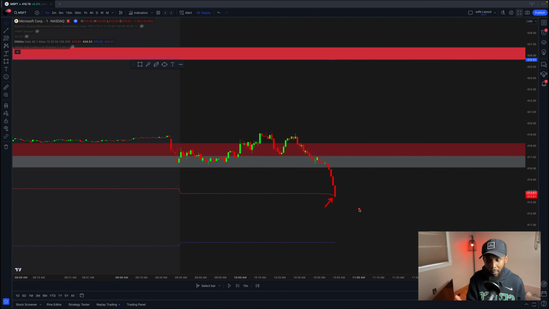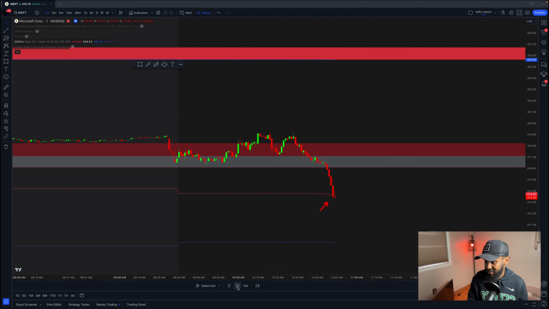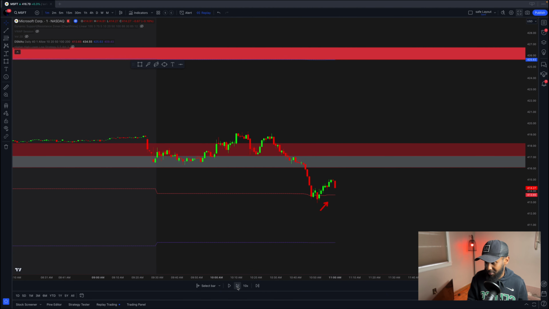I was having FOMO. I didn't want to miss this bigger move down, and I don't know why I did that, which is why we need to review these trades. I need to put that in my journal on why I entered that trade, why I did that stupid thing, right? So I entered a short position right about there. And then as you can see, Microsoft started retracing a little bit higher, and around right here, I added to my short position. Why did I do that? I still don't know.